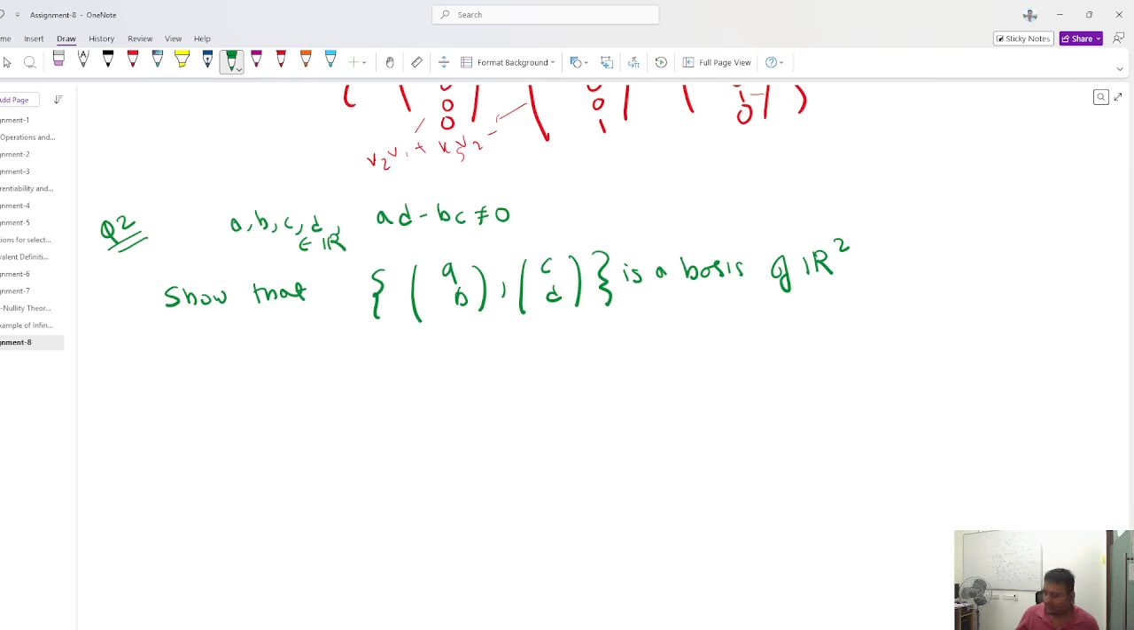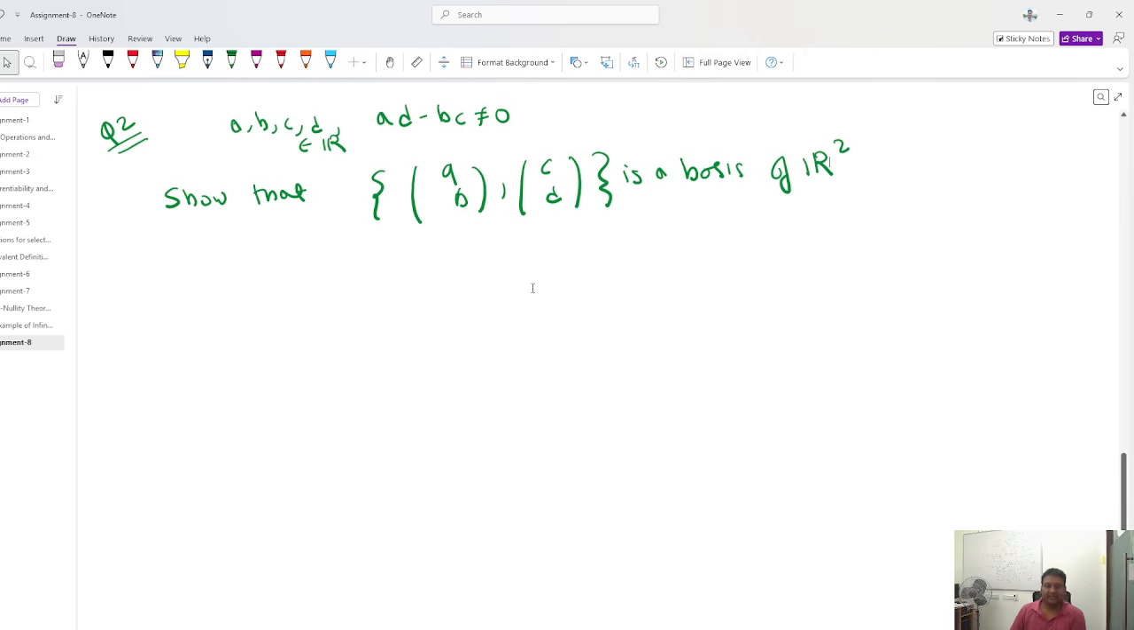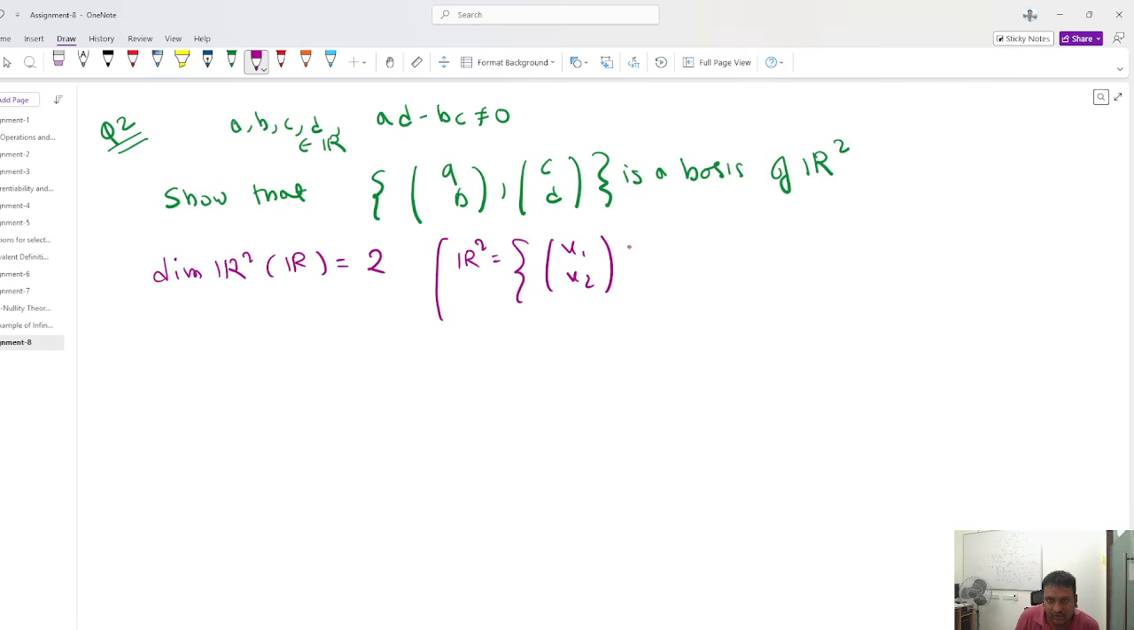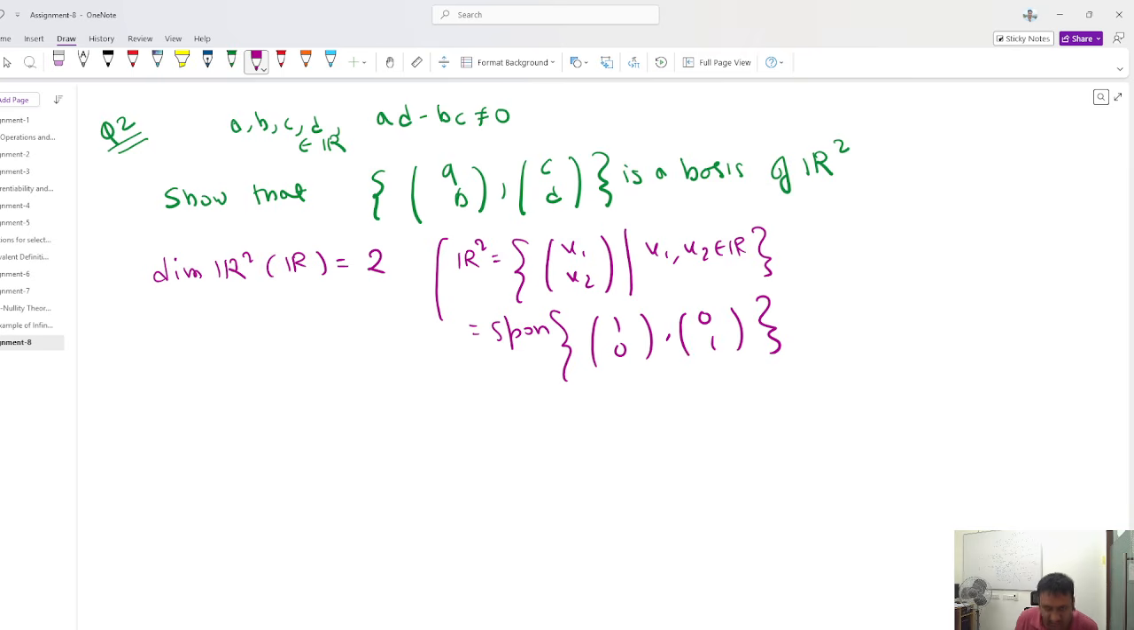Now, there are many ways to do that. The way I have in mind is this: we know that the dimension of R2 over the real numbers is 2. Why, guys? Because R2 you can write as x1, x2 such that x1, x2 belong to R, and this is nothing but the span of 1, 0 and 0, 1, right?